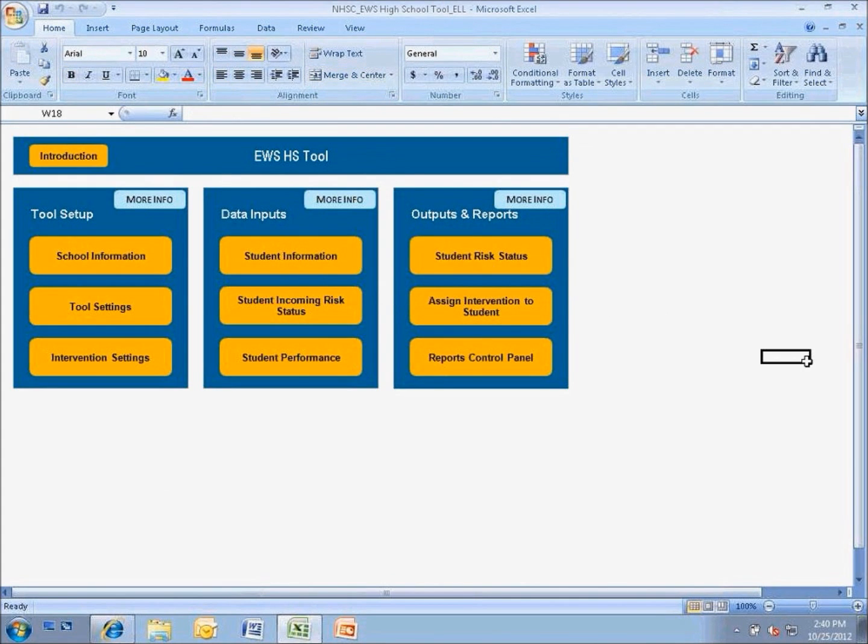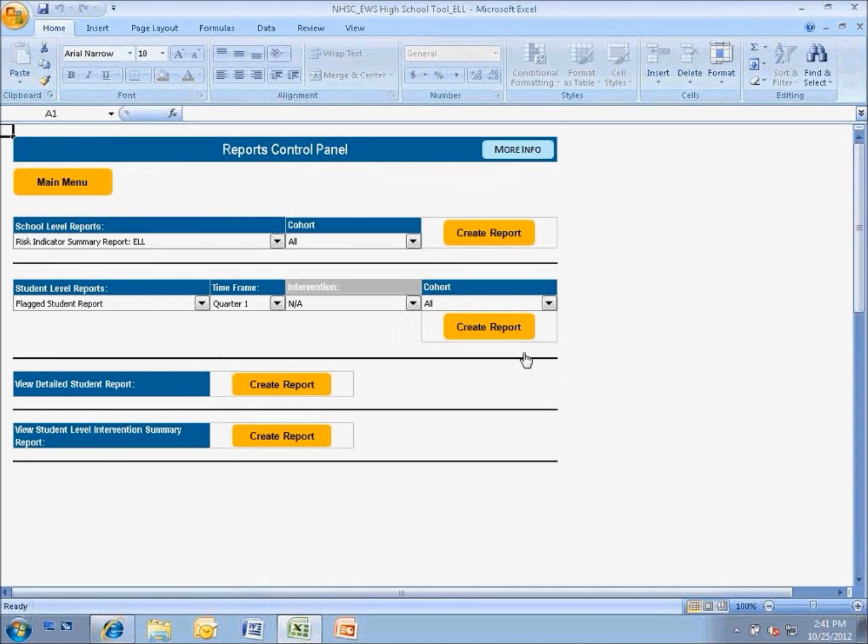So the next step in the 7-step process is to monitor the students who you've assigned to interventions to ensure that their interventions are continuing to meet their needs. And there are a couple of reports that can facilitate this process, one of which is the intervention summary report, which is a student-level report.